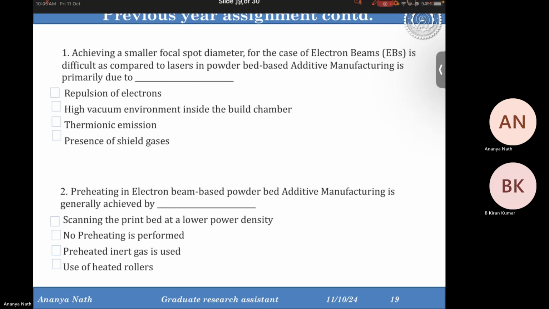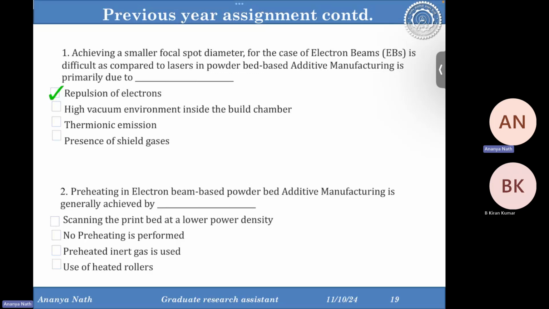Achieving a smaller focal spot diameter in the case of an electron beam is difficult as compared to lasers in powder bed additive manufacturing, due to the repulsion of electrons. In the case of a laser, if this is the lens and this is the laser coming, the laser basically contains small photons which do not have charge, so these will not repel each other. But if this is an electromagnetic coil which is making the electron beam focus, then inside it there are electrons moving very fast downwards to the focus position.